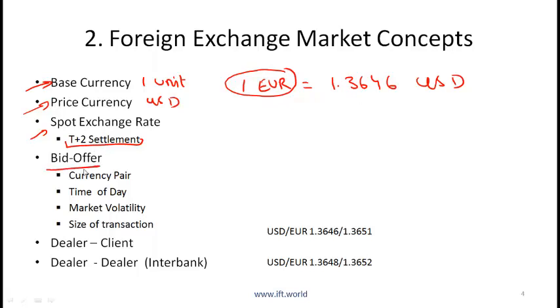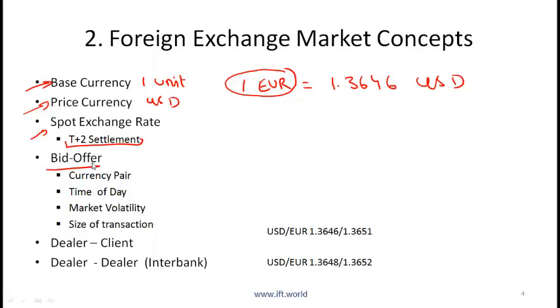Bid offer. Now, for any given currency pair, so in this example, euro, US dollar, you are typically going to see two numbers. One is called the bid, the other is the offer. The bid rate is the rate at which an FX dealer will buy from a client. So the way I remember this, B for buy, B for bid, and this is from the perspective of the dealer. And offer is the rate at which the dealer will sell to the client.